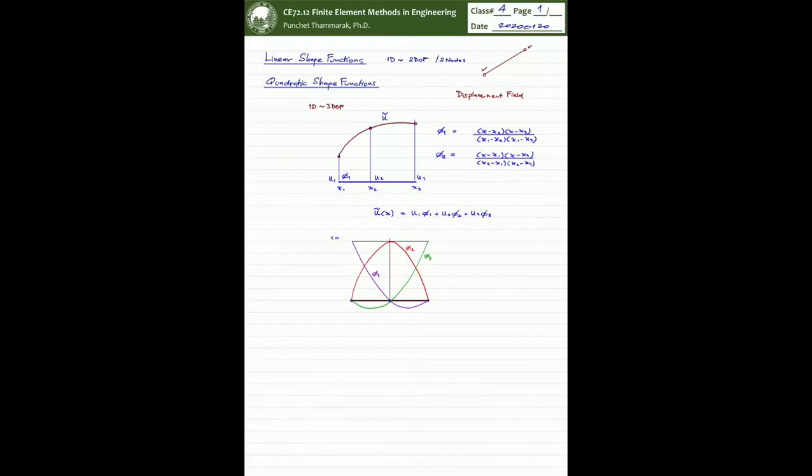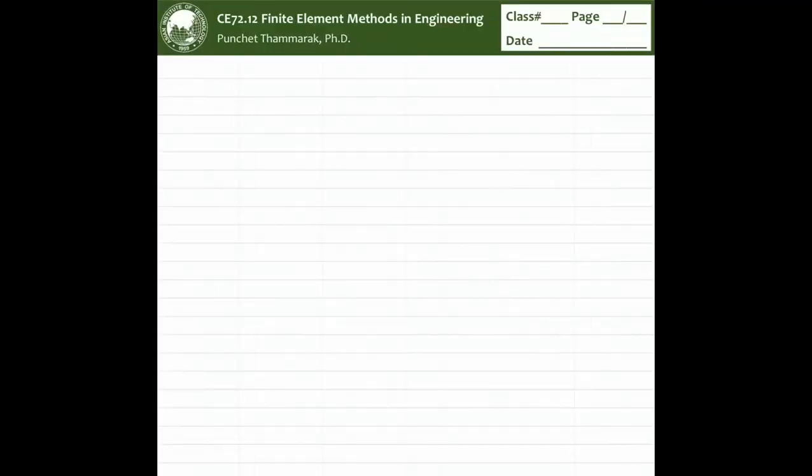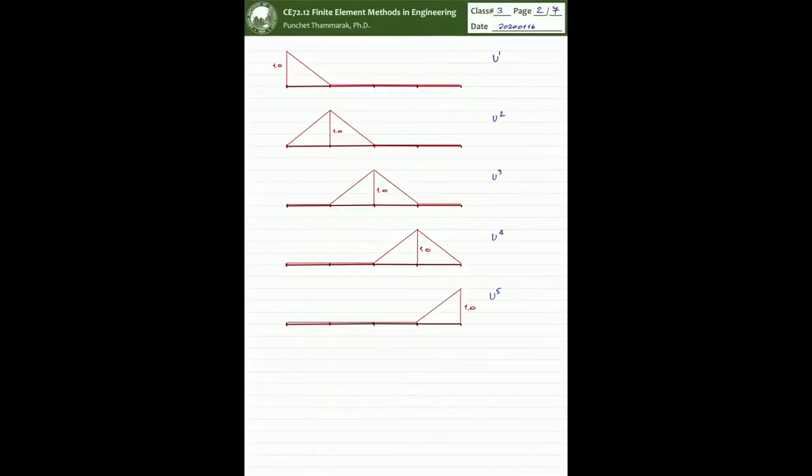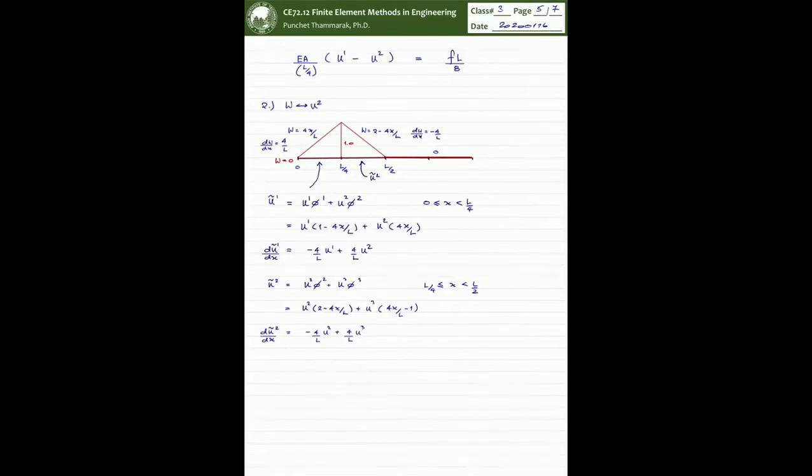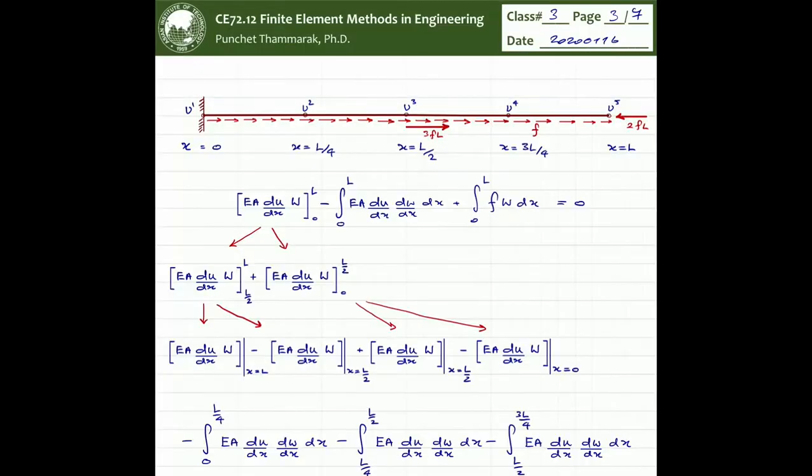So we will do this. We will solve the problem from last time using the quadratic shape function. Alright. Class number 4, page 2. So I will borrow the figure here. Just gonna copy.